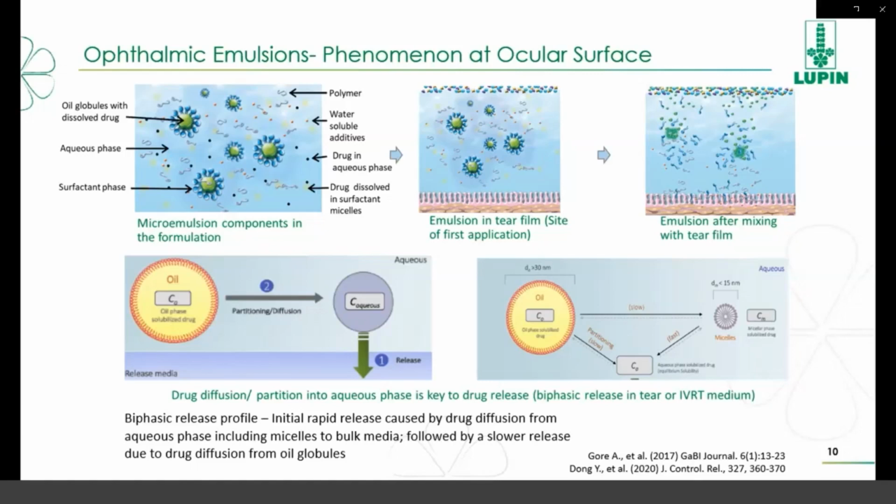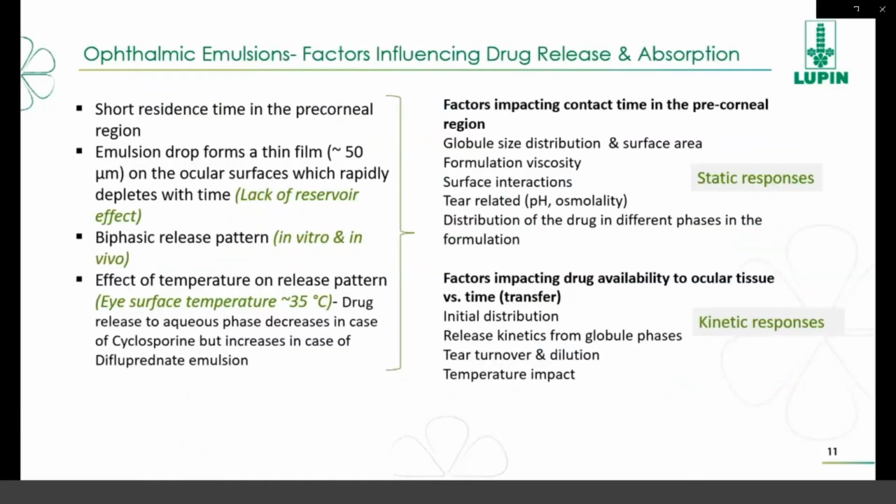The dilution and the action of the salt is expected to further break apart the surfactant stabilized globules and the micelles, essentially resulting in a biphasic release profile with initial rapid release caused by drug diffusion from the aqueous phase and the micelles into the bulk media, followed by a very slow release due to drug diffusion from the oil globules. Ophthalmic microemulsions have very short precorneal residence time. The thin film form depletes very rapidly with time.